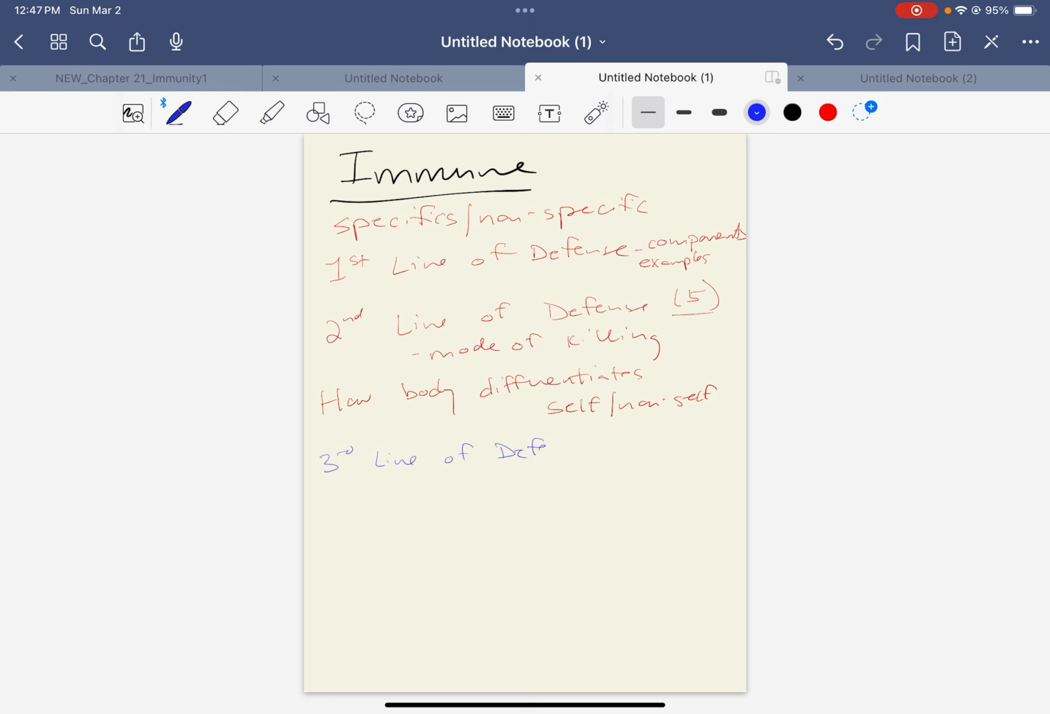We talked about the 3rd line of defense having memory. The other ones don't. We talked about the 2 components that make it up, our T cells and B cells. For each of the T cells and B cells, you should know general characteristics, which we have more of, whether they kill directly or indirectly, whether they tend to work on extracellular or intracellular components. And then we talked about the steps of how each works.